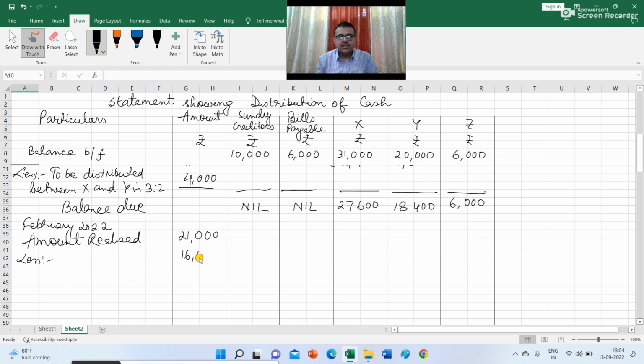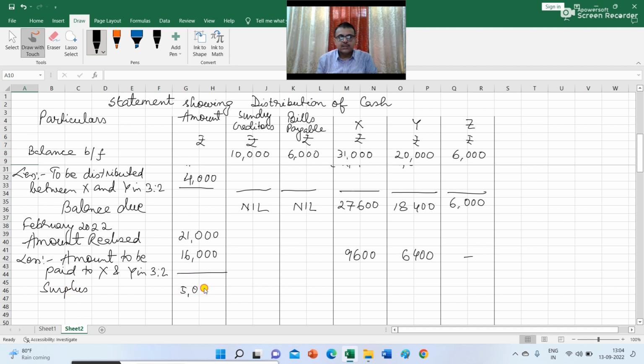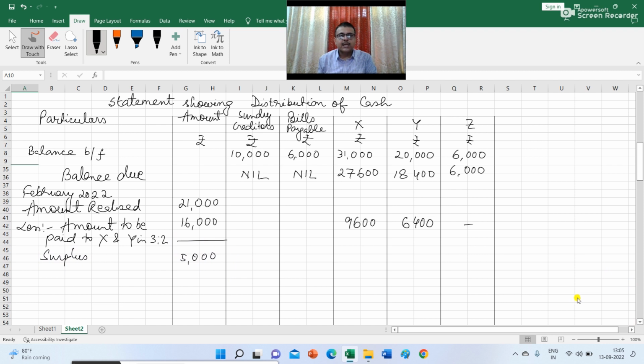So here I am writing 16,000, amount to be paid to X and Y in 3 is to 2. So 9,600 will be paid to X, and 6,400 will be paid to Y. Then surplus amount after payment of 16,000 is 5,000. Now from this 5,000, X, Y and Z will be paid in the ratio of 3 is to 2 is to 1, that is the PL ratio.